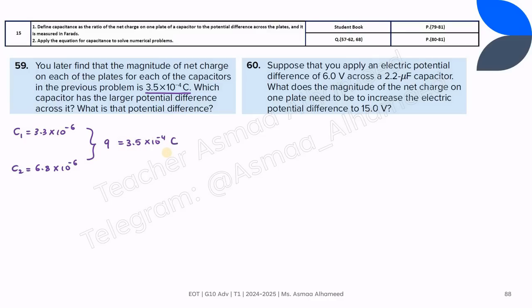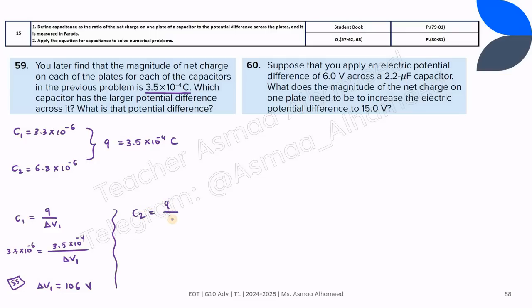So in this case, how do I tell if you have higher potential or lower potential? We calculate. So C1 will be Q divided by the first delta V. C1 is 3.3 times 10 to the power minus 6, and the charge is 3.5 times 10 to the power minus 4. This will give me the first delta V. Shift solve, and delta V1 will be 106 volts.